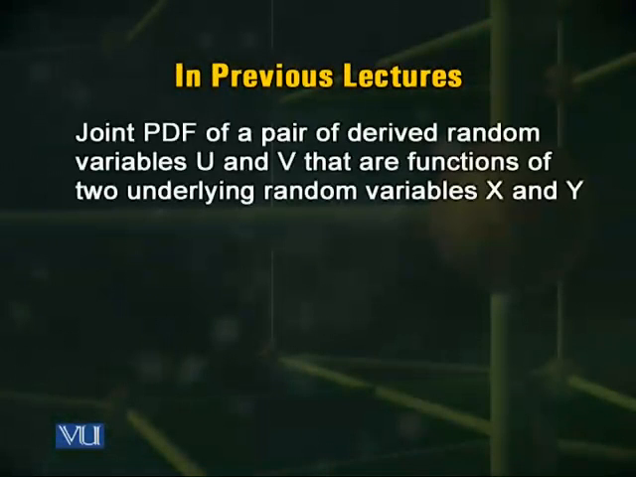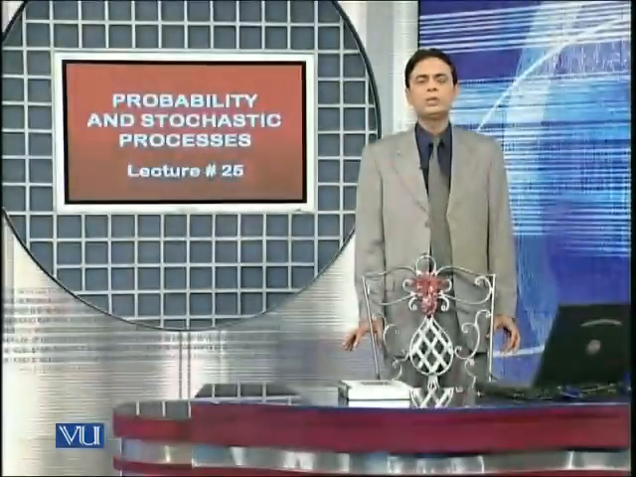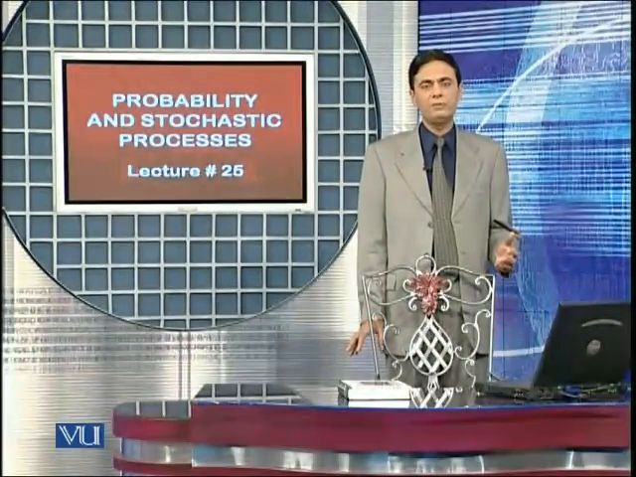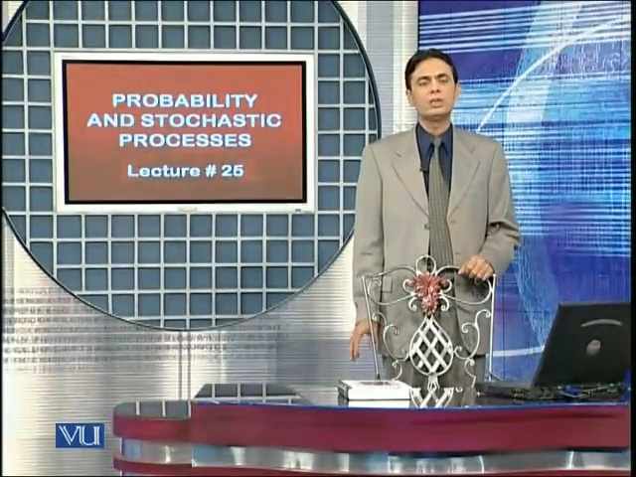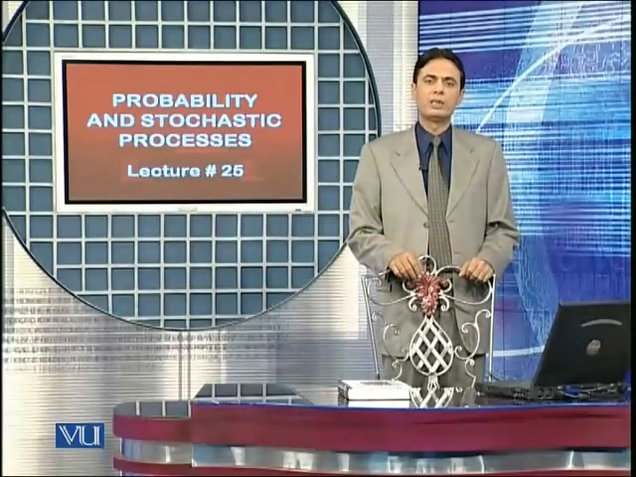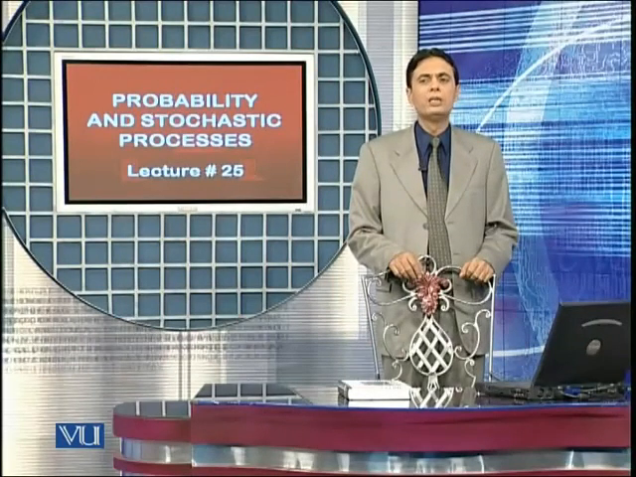In a couple of previous lectures, we have been analyzing the joint behavior of two derived random variables U and V, which assume their values based on the values attained by two underlying random variables X and Y, and two transforming functions which define how U and V take their values based on the values of X and Y, where U and V are called derived random variables, X and Y are called underlying random variables.